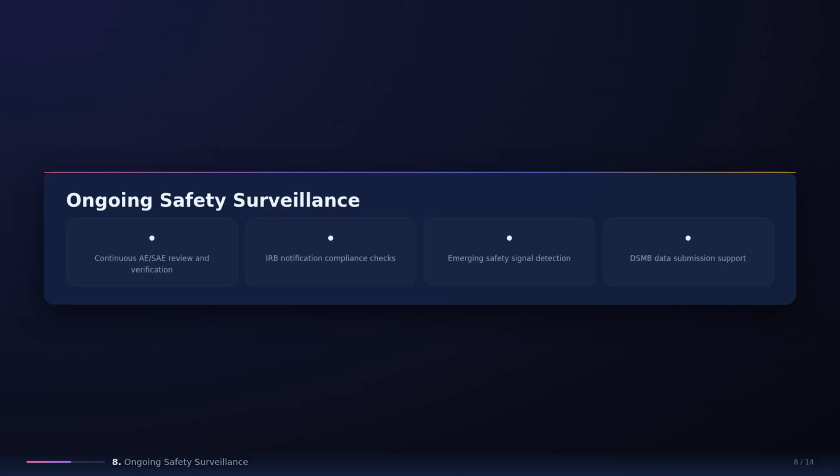The CRA also looks for emerging safety signals that may indicate a previously unrecognized risk. If the study has a data safety monitoring board, interim monitoring supports their work by ensuring that safety data submitted for DSMB reviews is accurate and complete. Safety oversight is not confined to scheduled visits, it is a continuous responsibility.